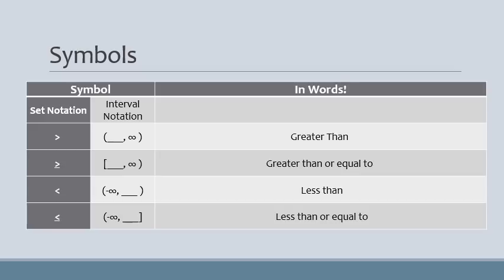So set notation uses the symbols that you're used to. Interval notation is new. We use parentheses, brackets, and the infinity signs. When you use a parenthesis, it means that something is not included, so it's equivalent to greater than. When you use a bracket, it means greater than or equal to. You always go from the smallest to the largest, so your infinity would be the last number. If it's less than, we're going from negative infinity to whatever that number is. And again, if it's just less than, we're going to use two parentheses. If it's less than or equal to, we use the bracket.